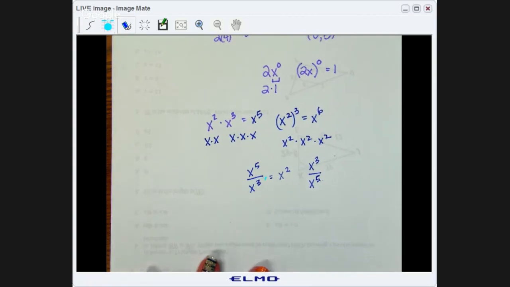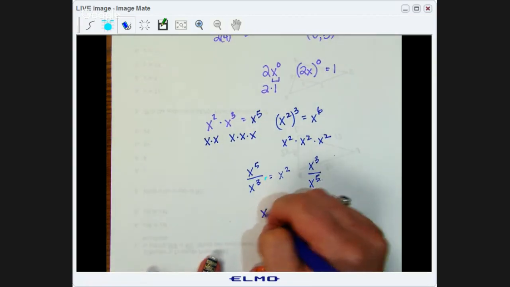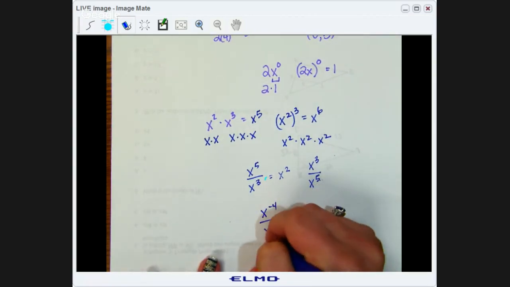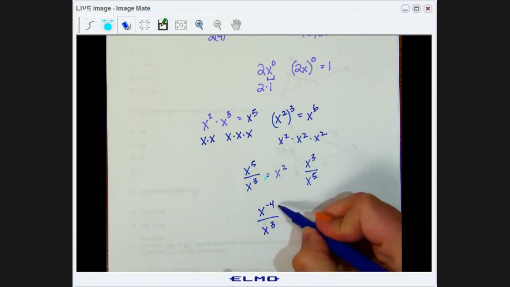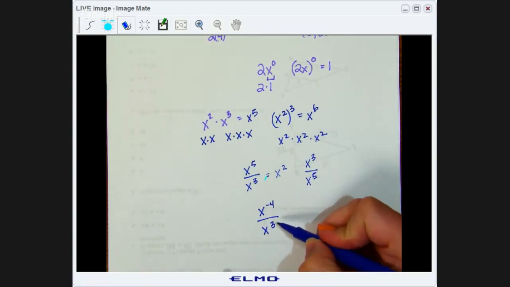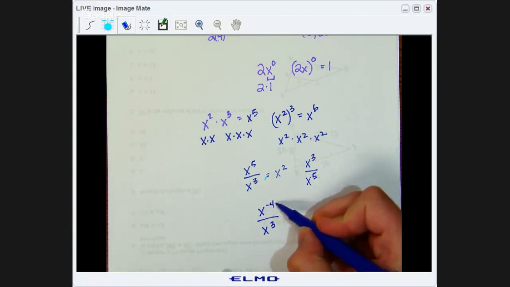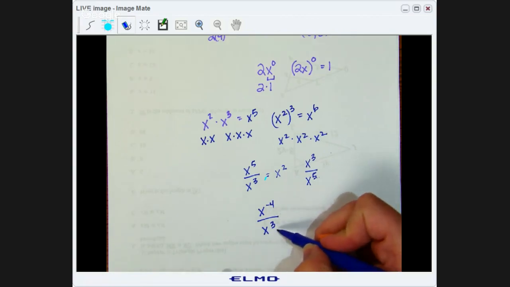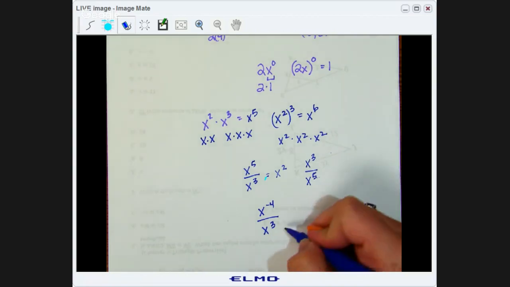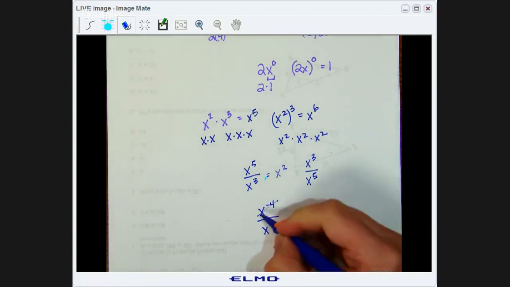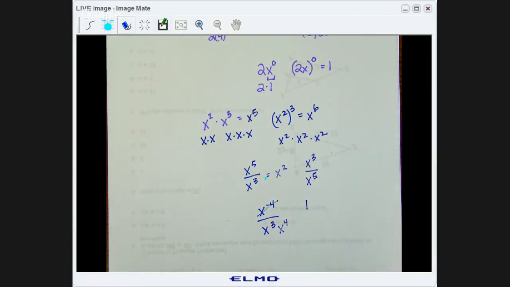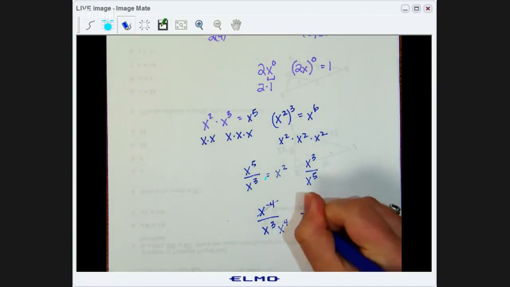Now, if you have an example where you have a negative located somewhere, let's say that you have a negative located on the top, this negative is going to have to move to the bottom to become positive. So when I move this to the bottom, I'm going to have an x to the 4th sitting on the bottom. These are now going to be multiplied together. So I have nothing left on the top, so I'm going to put a 1 there as a placeholder.